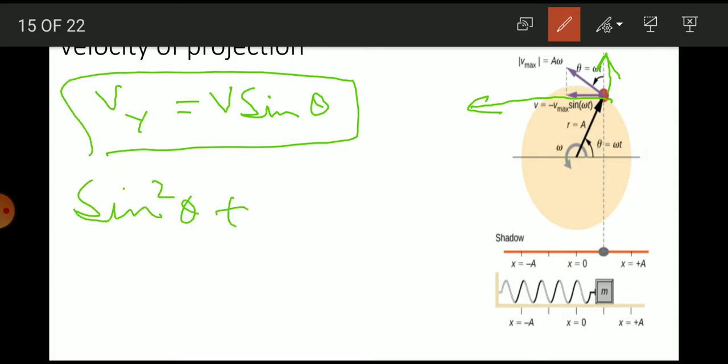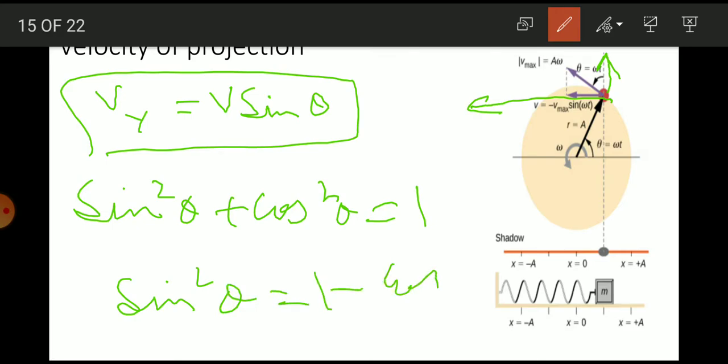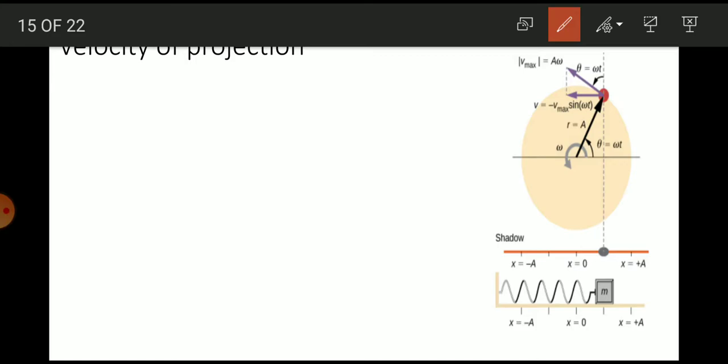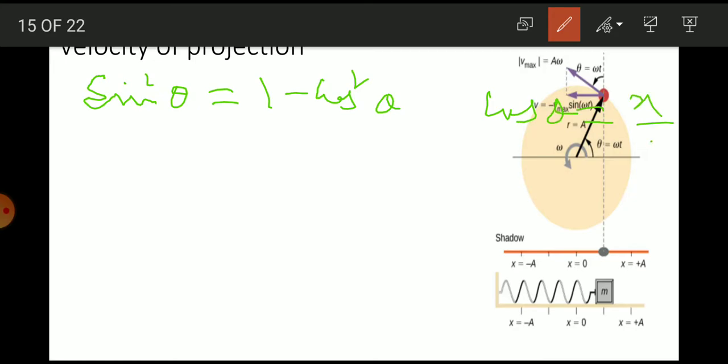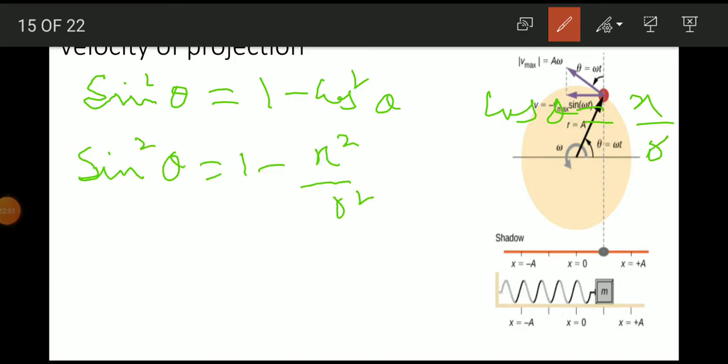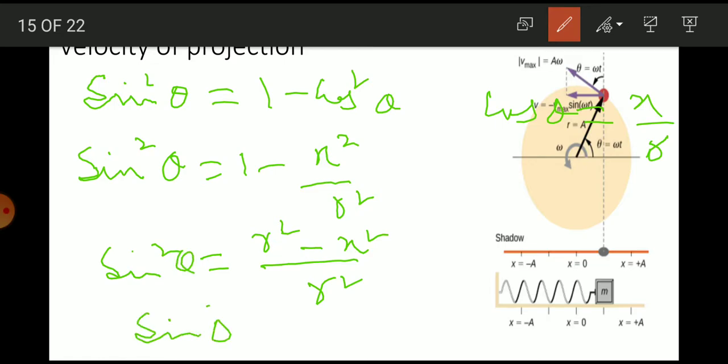Sine square theta plus cos square theta is equal to 1, and sine square theta is equal to 1 minus cos square theta. Now we will write the relation sine square theta is equal to 1 minus cos square theta, and we already derived that cos theta is equal to x divided by r. Now sine square theta is equal to 1 minus x square divided by r square. Now taking LCM, r square, we get sine square theta equal to r square minus x square over r square. Now taking the square root, sine theta is equal to under root r square minus x square divided by r.